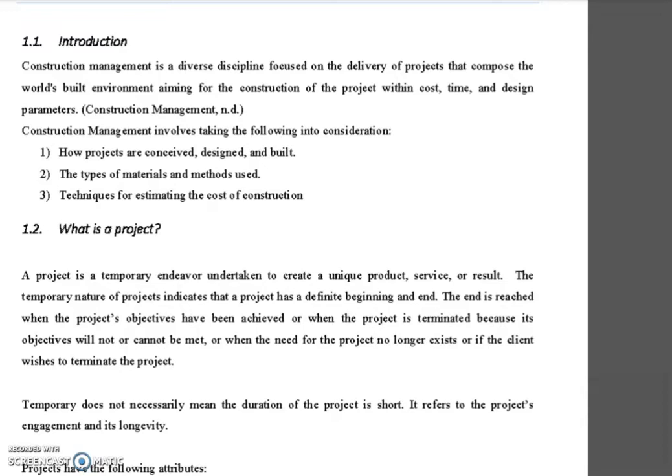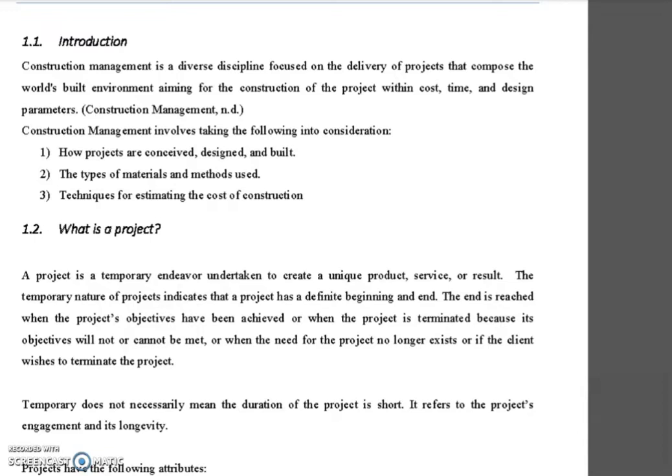So construction management is a diverse discipline, but the focus of this specialization is to deliver the project in the world's built environment, because we are talking about construction, not the management of anything else. So, aiming for the construction of the project within three things: cost, time, and design parameters.